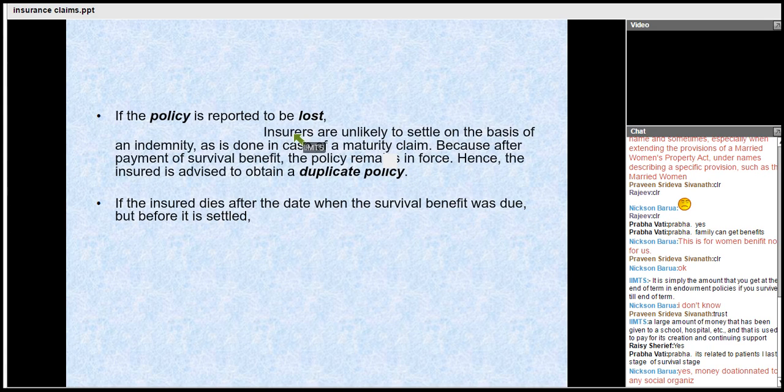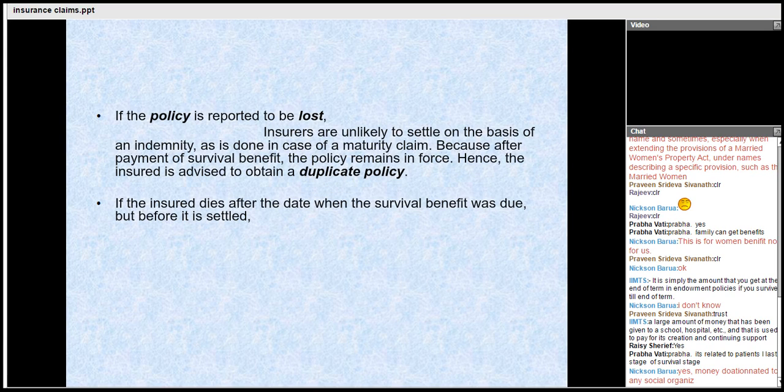Now, if the policy is reported to be lost, insurers are unlikely to settle on the basis of an indemnity. In order to save the property from the creditors, this Act policy remains in force. Hence, the insured is advised to obtain a duplicate policy.